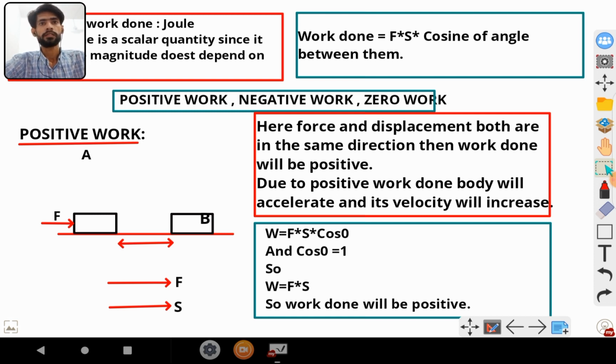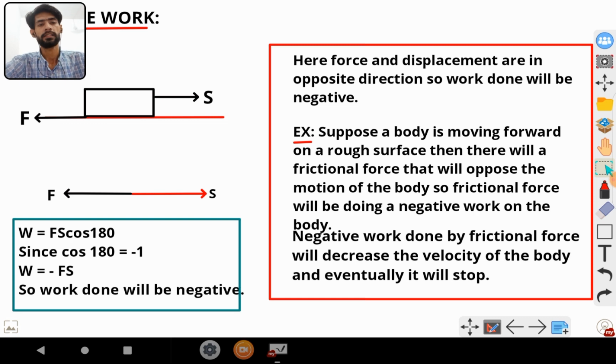That is F into S into 1. So work done will be equal to force into displacement, and that work done will be positive. We can find out this with an example. Suppose we are applying a force on a particular body in the forward direction and the body is moving forward, then we can say that work done by the force exerted will be positive work done. Okay, so based on this scenario, we can also focus on the second thing, that is negative work done.